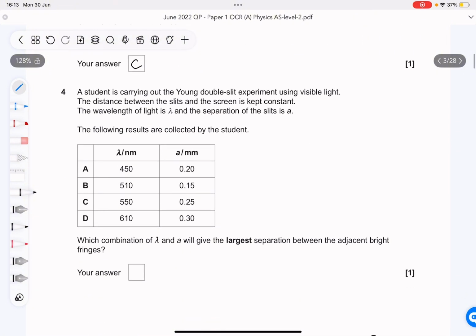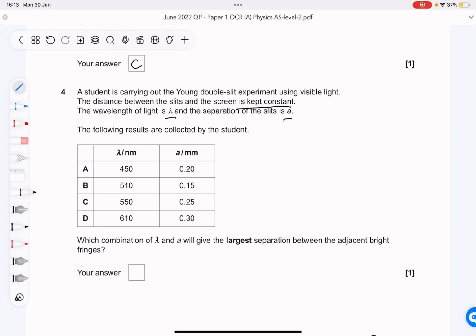Let's move on. Question 4. A student is carrying out the Young's double slit experiment using visible light. The distance between the slits and the screen is kept constant. That's important. The wavelength of the light is lambda and the separation of the slits is A. The following results are collected by the student. Which combination of lambda and A will give the largest separation between adjacent bright fringes?